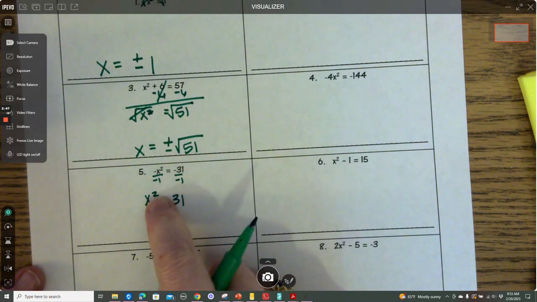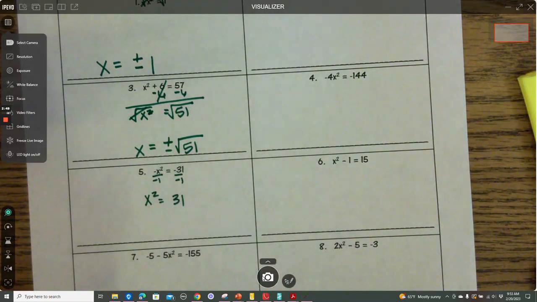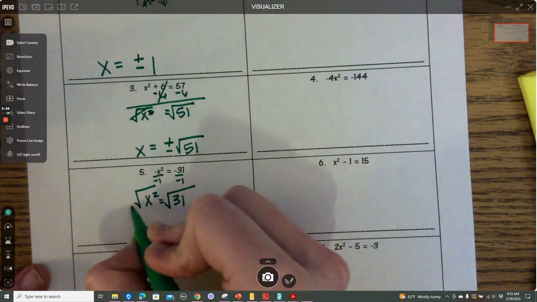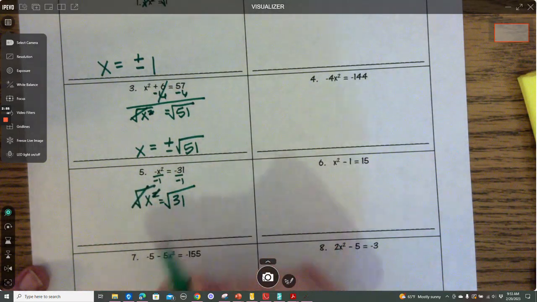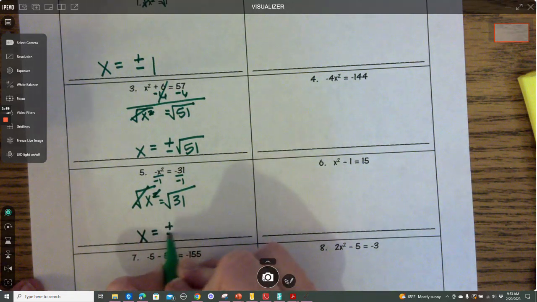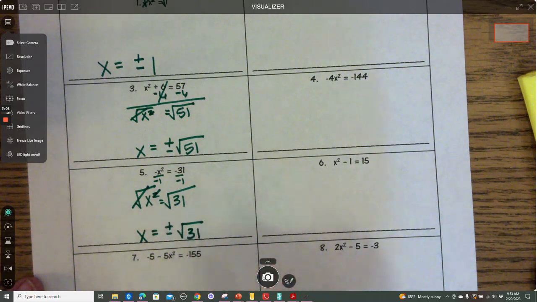We want positives. We don't ever want to square root a negative because we don't square root negatives this year. So we square root and square root. This cancels this. Square root of 31, that's as simple as it gets. So I just have to make sure to put the plus or negative in front of it.